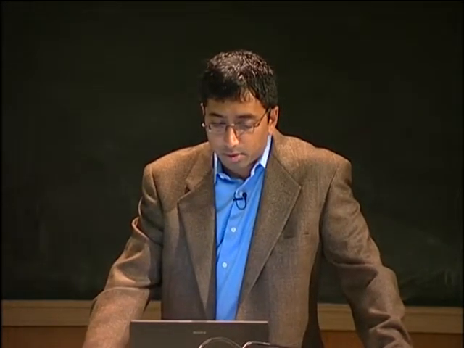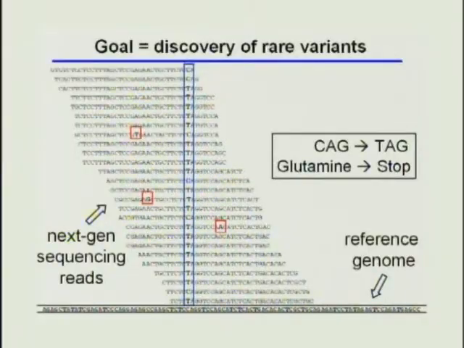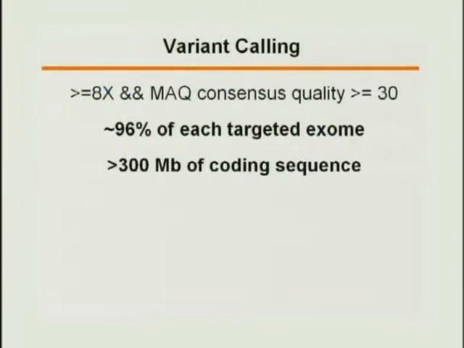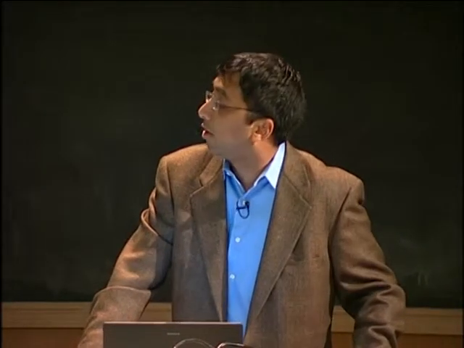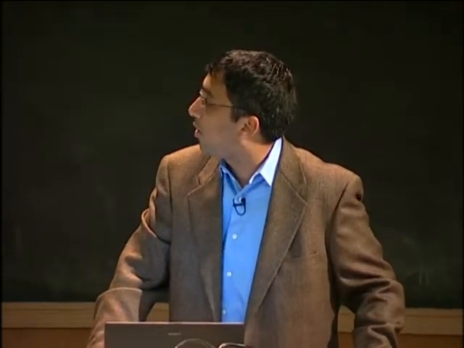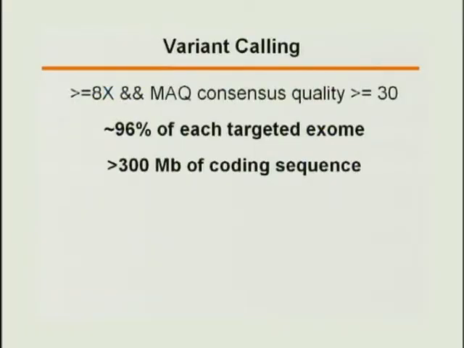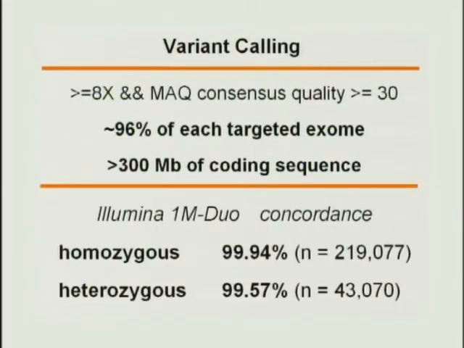So we need multiple reads to cover a given variant in order to be able to call it. So we require at least 8 reads to cover a given position. Right now, with the data I'll show you, for each exome, we're covering about 96% of protein coding sequences with sufficient depth to be able to make a variant call. And in total, we've generated several hundred megabases of coding sequences across multiple individuals.